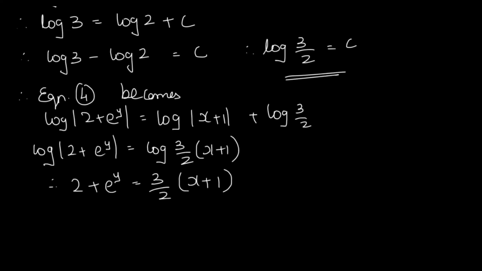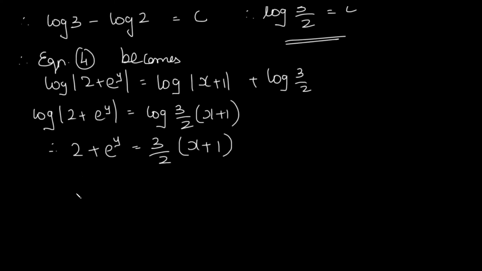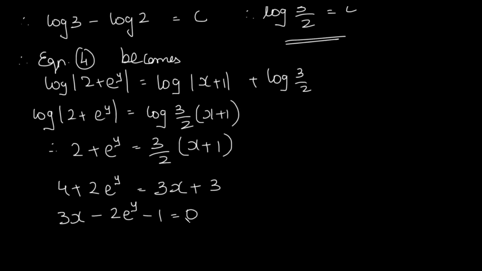Now what is left is that we just cross multiply. We multiply 2 over here on the LHS. So we get 4 plus 2 e raised to y is equal to, over here we open the bracket on the RHS. So we get 3x plus 3. Now we simplify further. We bring all the terms on one side. So we get 3x minus 2 e raised to y plus 3 minus 4 becomes minus 1, which is equal to 0. And thus we obtain the answer for this particular sum.